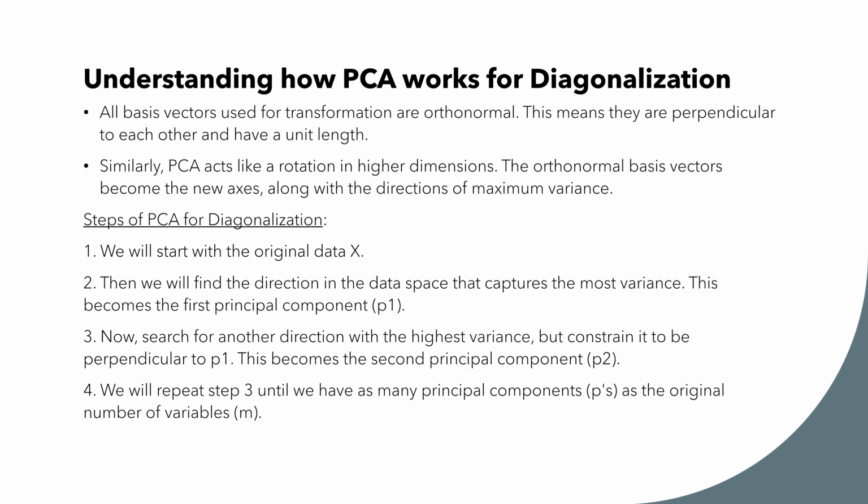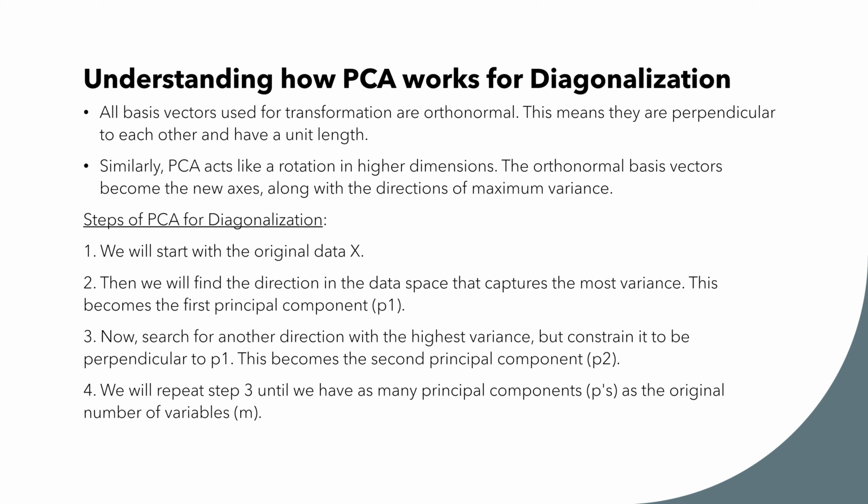Steps of PCA for diagonalization. Start with the original data X. Find the direction in the data space that captures the most variance. This becomes the first principal component P1. Search for another direction with the highest variance while ensuring it is perpendicular to P1. This becomes the second principal component P2. Repeat this step until you have as many principal components as the original number of variables M.